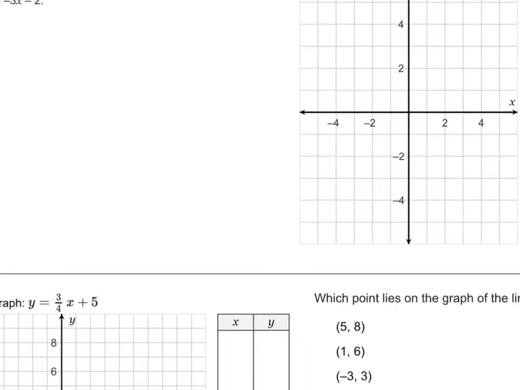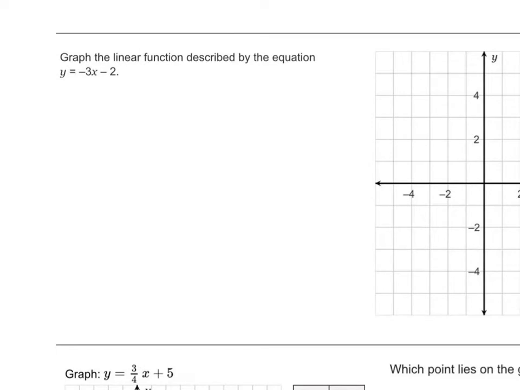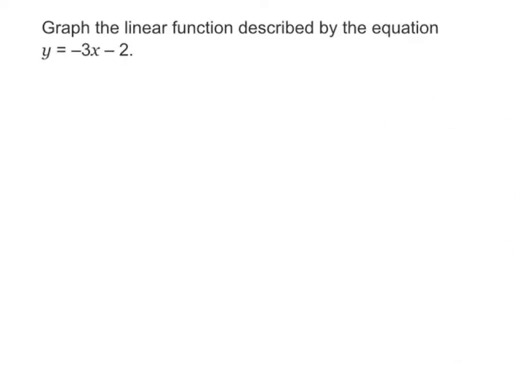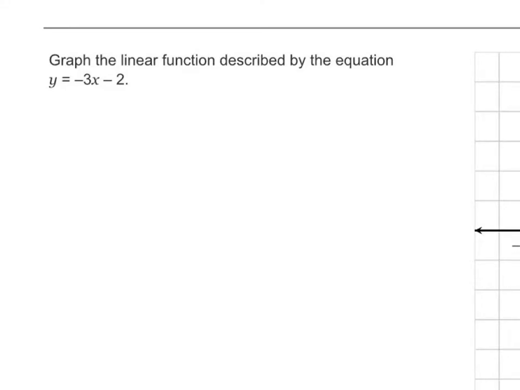Okay, let's have some practice graphing some equations. And so I'm going to graph the linear function described in this equation. Now the first thing I'm going to do is the same thing that I did last time. I'm going to identify my slope, which is the number in front of the x, and so my slope m is equal to negative 3. Now I'm going to rewrite the slope as negative 3 divided by 1 because I need a rise and I need a run, okay?